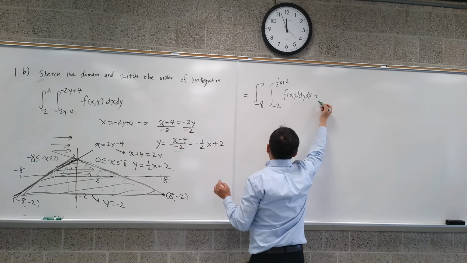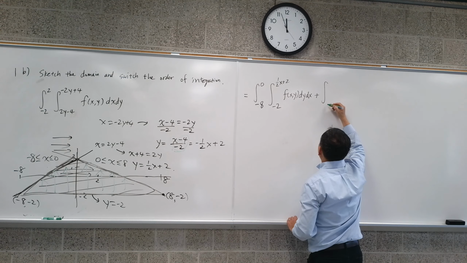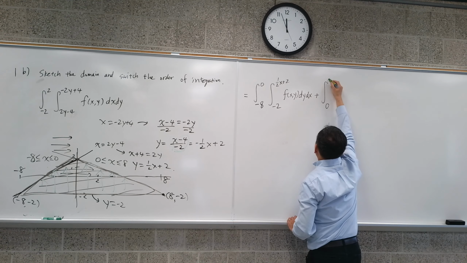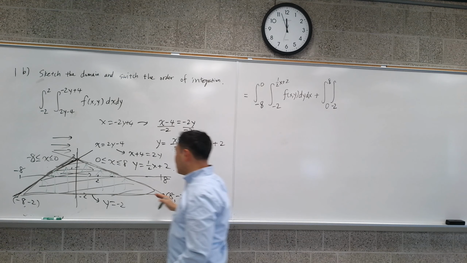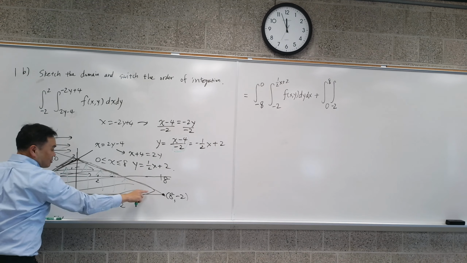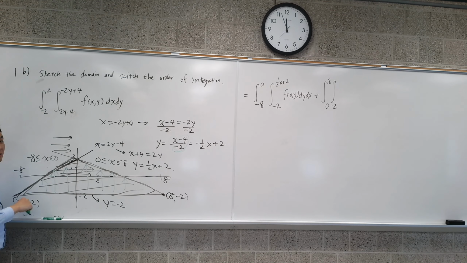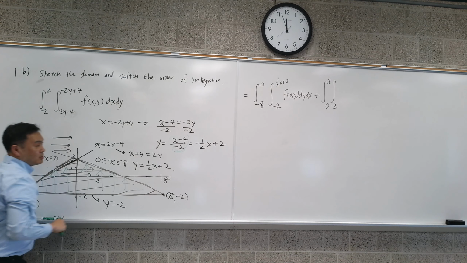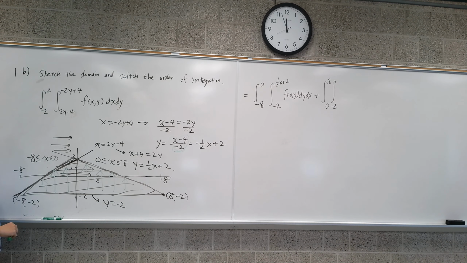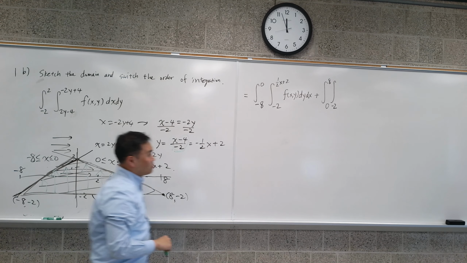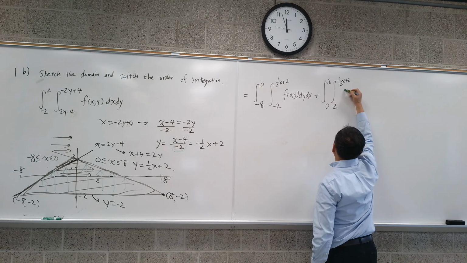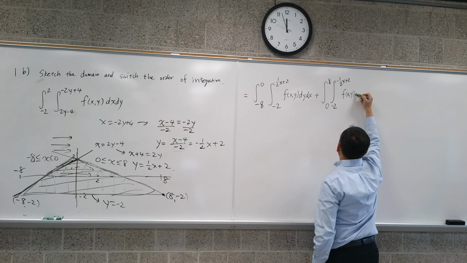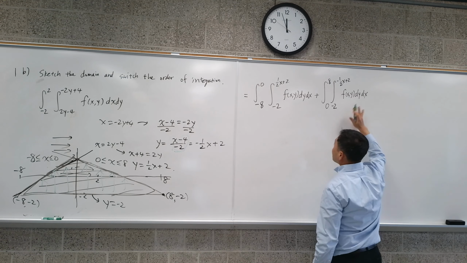But then you have to put plus the integral from 0 to 8. For x between 0 to 8, y should go from negative 2 until what? Over here, what's this equation? y equals negative 1/2 x plus 2, yes. Negative 1/2 x plus 2, f of x, y, dy dx. Okay, so that's the correct answer.